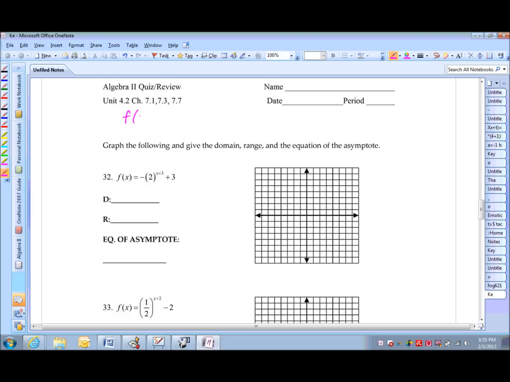The 2 parent exponential functions are f of x equals 2 raised to the x, and f of x equals 1/2 raised to the x. And the parent logarithmic functions are f of x equals log base 2 of x, and f of x equals log base 1/2 of x. So once you look at these functions given to you, you're going to have to determine which parent function they come from. And after that, then you can apply your transformations and be good to go.